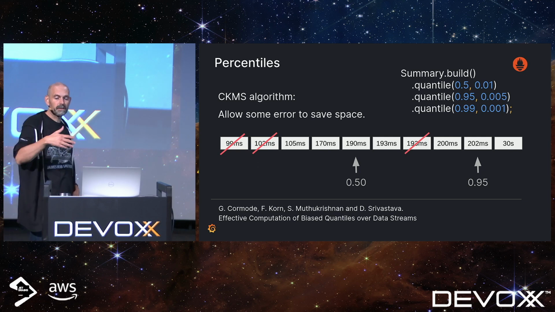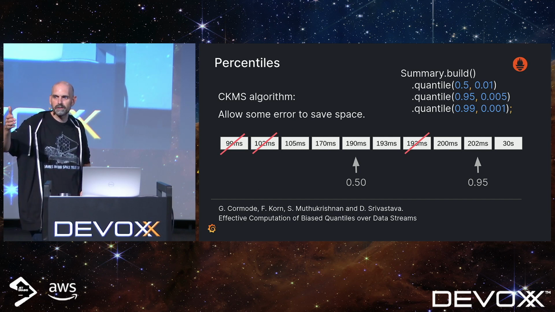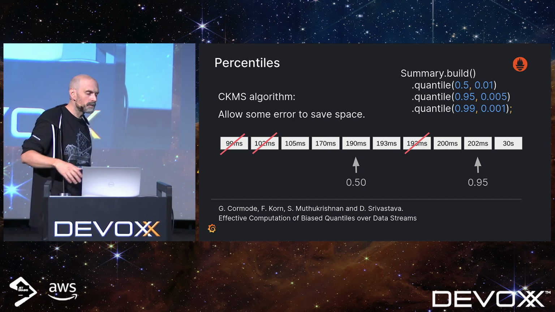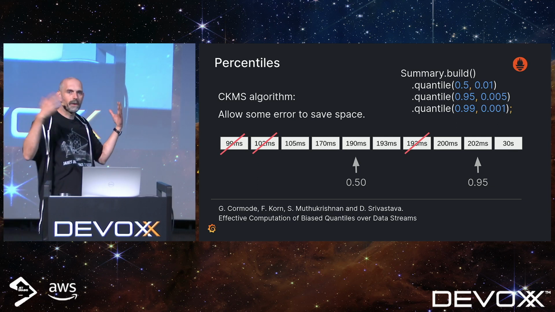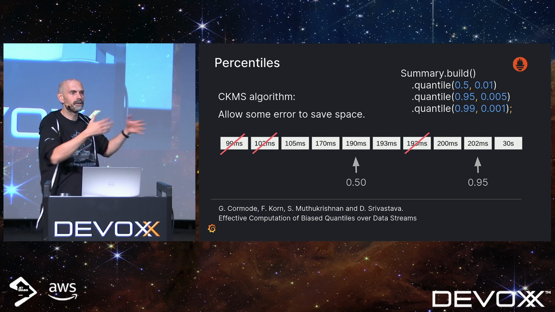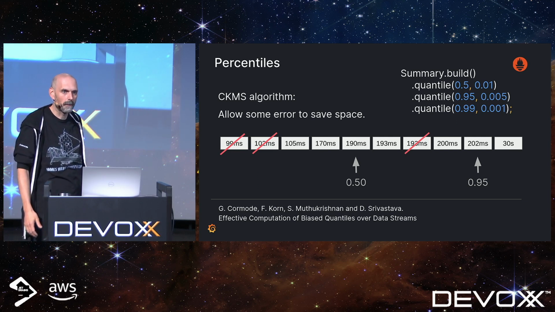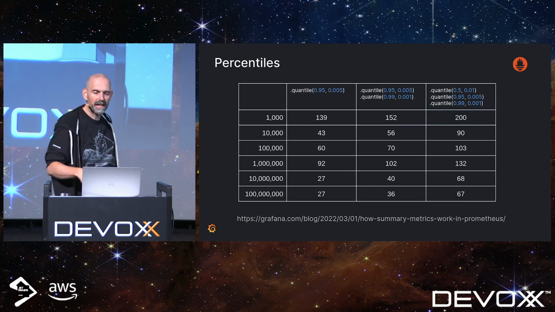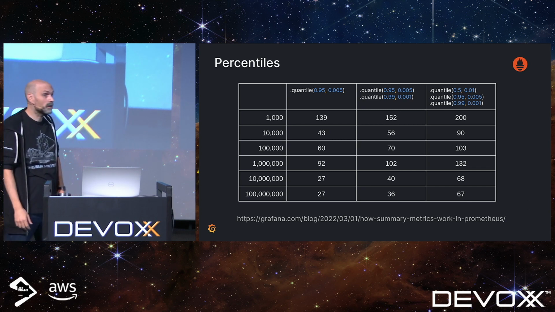Basically what that means is, you don't get the 50th percentile, you get something between the 49th and the 51st. And now this algorithm can go ahead and throw away observations if throwing away the observation means that you still do not violate this upper bound for the potential error. And I did an evaluation to see how good this is. And I'm actually impressed that it works pretty well.